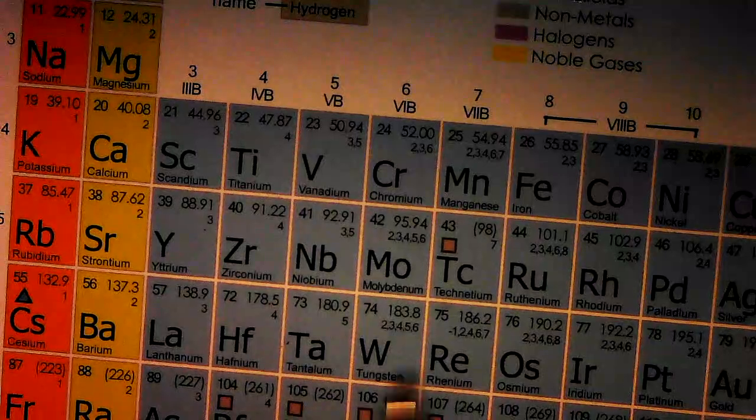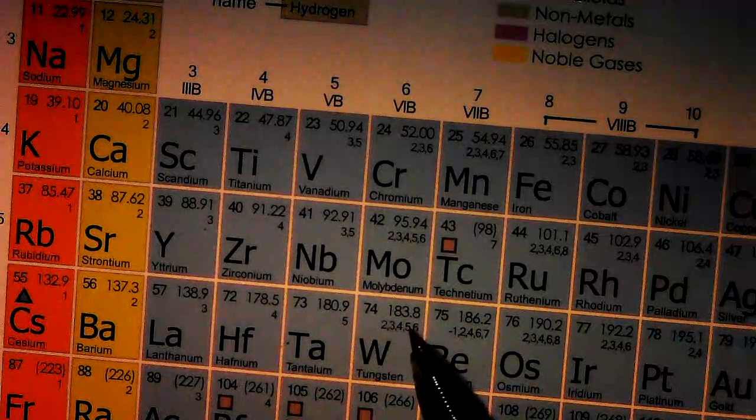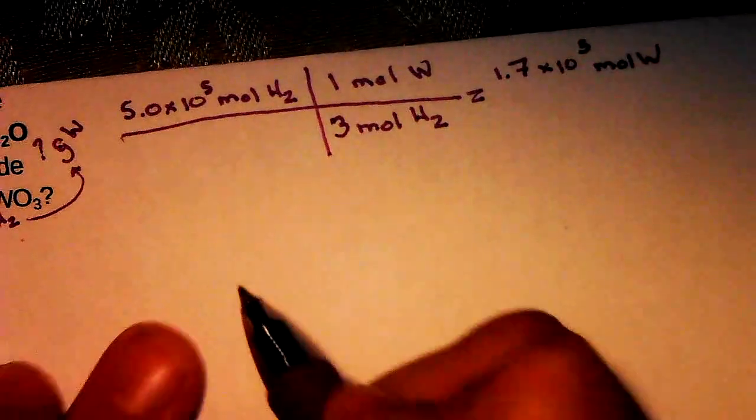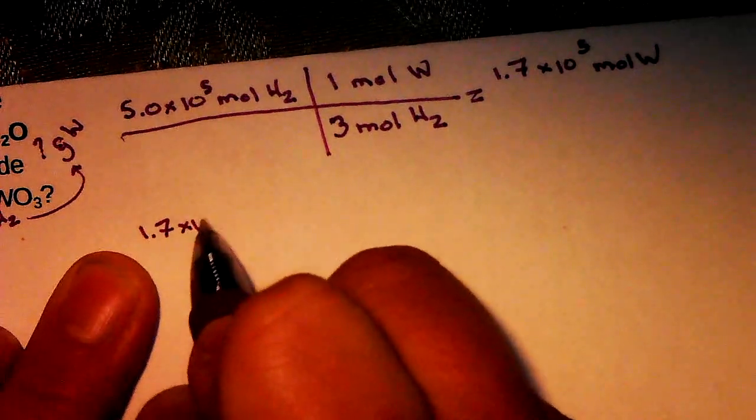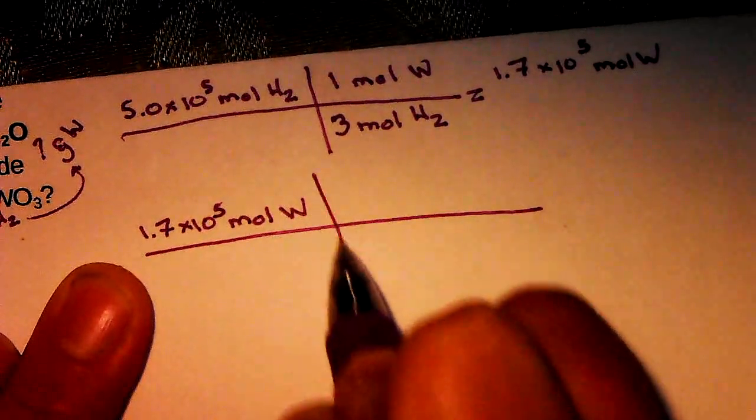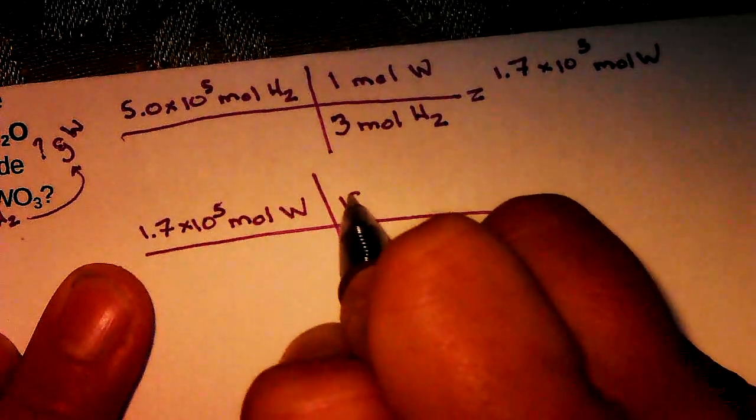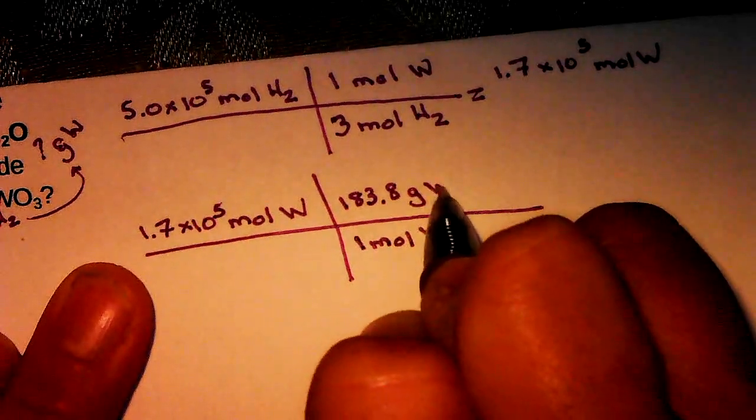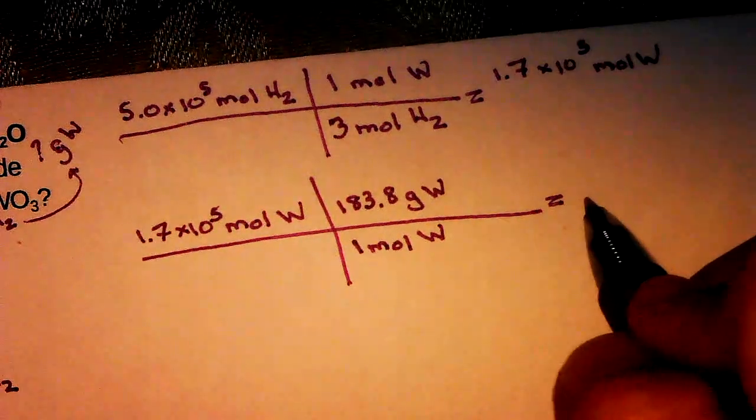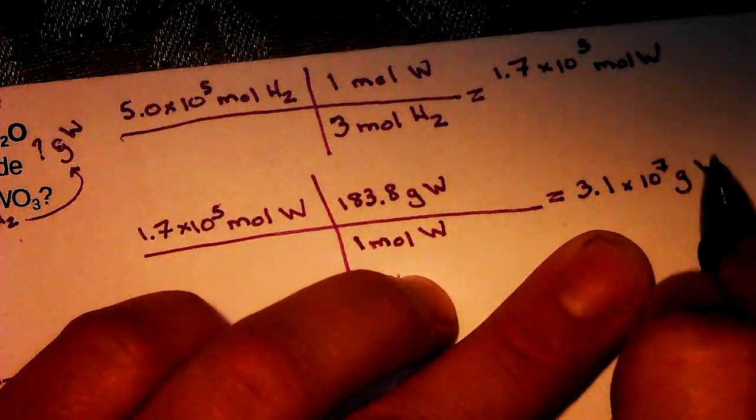But we're going to have moles of tungsten, the weight of tungsten would be 183.8 AMU, and it's just tungsten. They're not asking us for any compounds, so there's nothing to add here. So what we would do at this point is say, okay, I know I have 1.7 times 10 to the 5th moles of tungsten, and for every 1 mole of tungsten, I know that I have 183.8 grams of tungsten. When I do this math, I will get 3.1 times 10 to the 7th grams of tungsten.